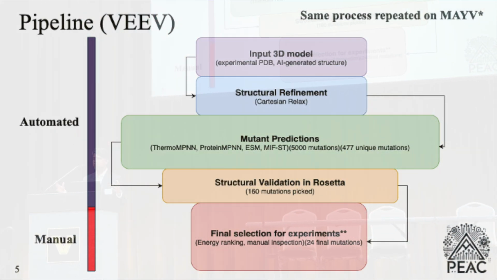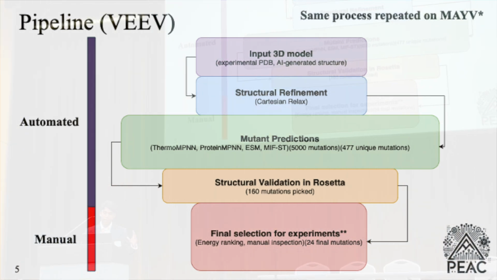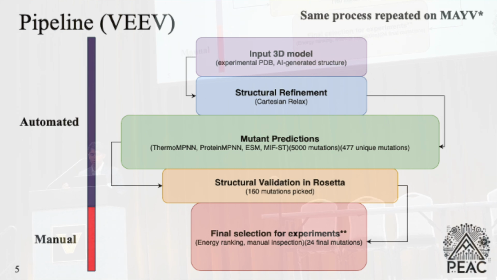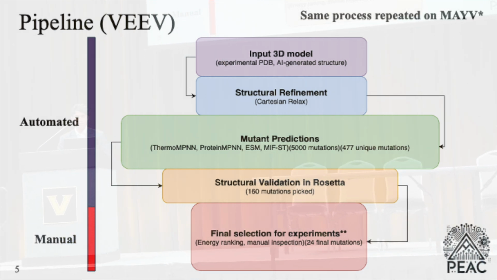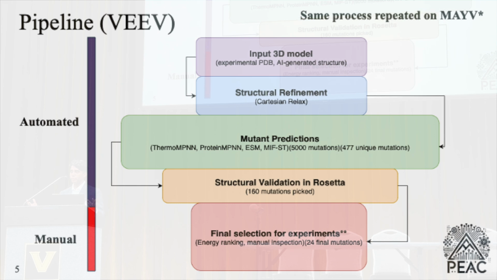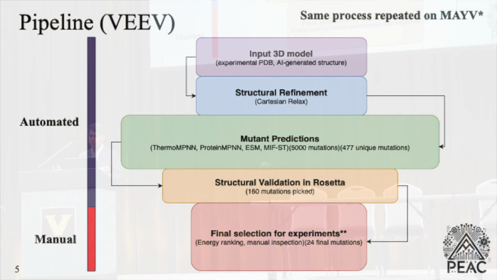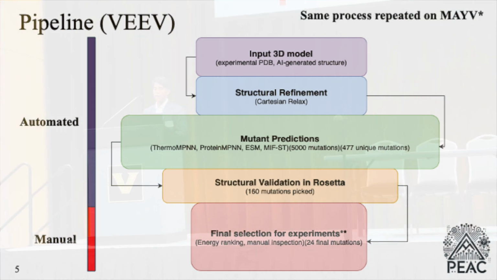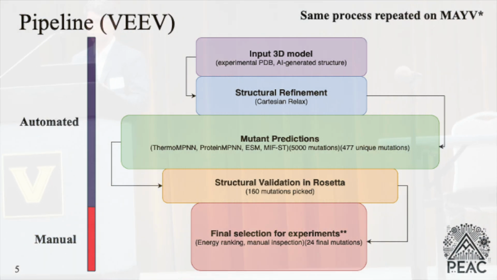Now there are two portions to this pipeline. One is the computational portion, which is all automated, and the other is the manual portion, where I myself go through all the mutations. So we start out with an experimental PDB, that's just the alphavirus. We refine that PDB via Cartesian relaxing, and then we apply a number of methods, ThermoMPNN, ProteinMPNN, etc., and we essentially gain 5,000 mutations. With these 5,000 mutations, in VIV specifically, 477 were unique.